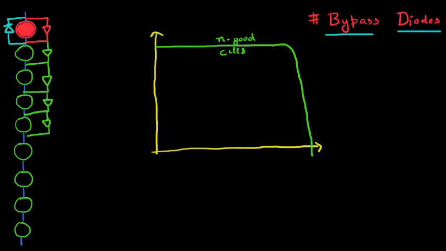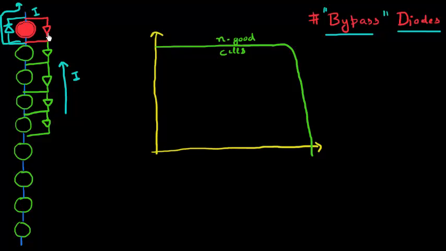Let's see now what happened. All these good cells are forward biased, and they're trying to produce current, which flows in this particular direction. But now it can't flow through this bad cell. Since I have this other diode connected in parallel, all these cells can essentially forward bias this diode because it has a reverse polarity, and all that current can flow through this series-connected diode. So it can bypass this bad cell and flow around it. That's why it's called a bypass diode, because it's bypassing this bad cell and flowing through this diode.